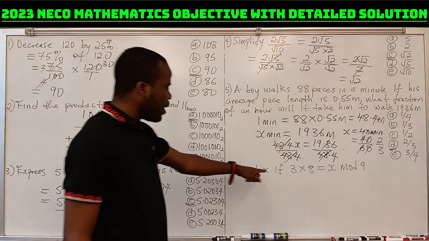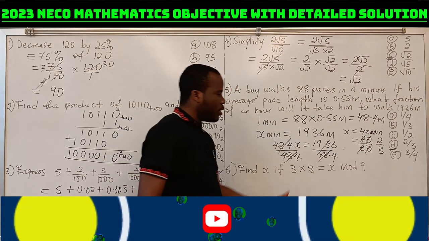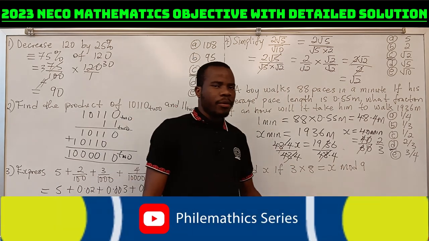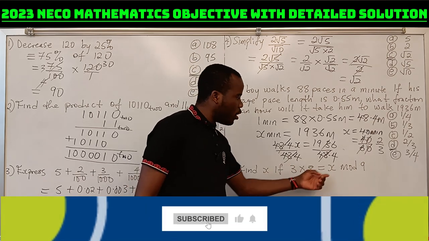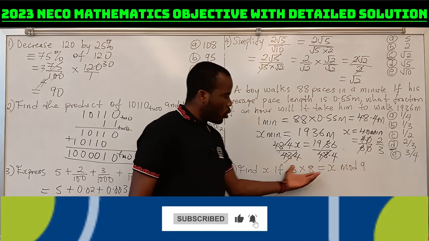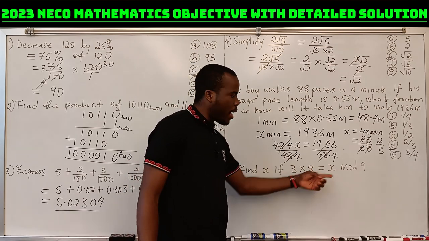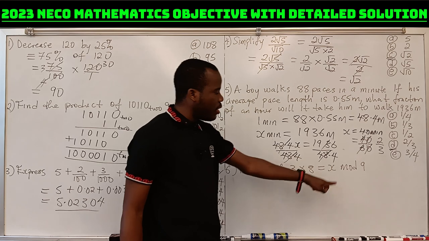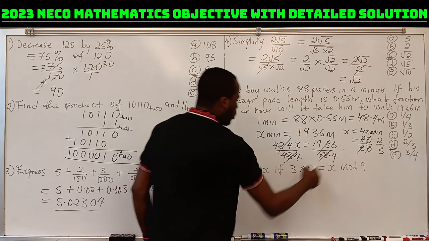Question 6 says find x if 3 times 8 is x mod 9. This is modular arithmetic. What the question is saying is, what is 24 in mod 9? What we will just simply do is divide 24 by 9. The remainder is what is x. That's all.